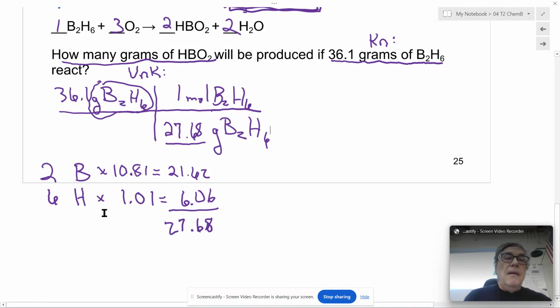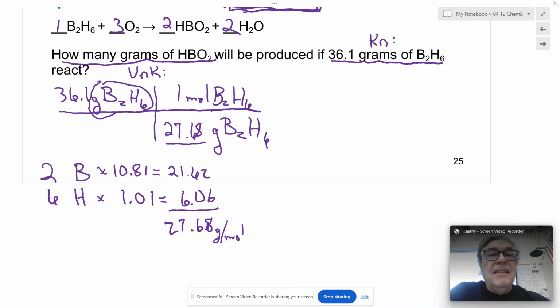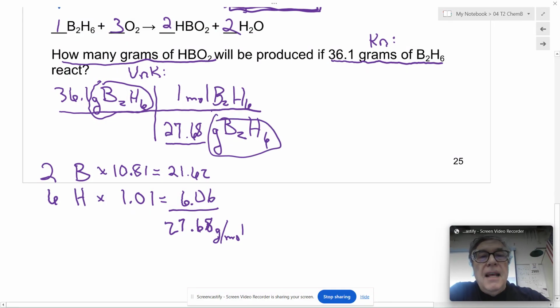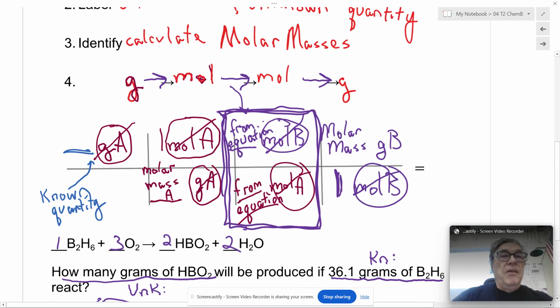Okay. The molar mass of B2H6 is about 27.68 grams per mole. So that's the number that goes here. So these units cancel out and we've gone grams to moles. That's the conversion we have done. So I'm just going back up here to step 4. We've gone grams to moles.